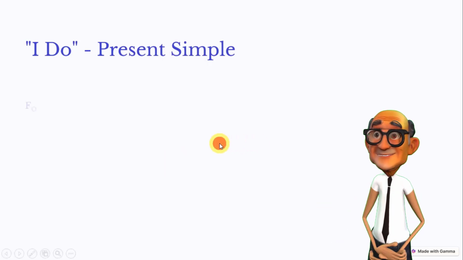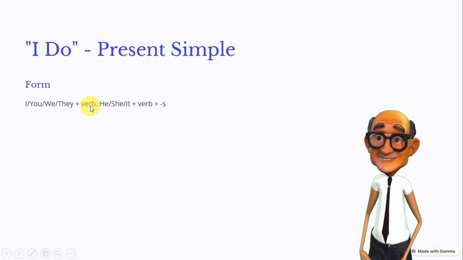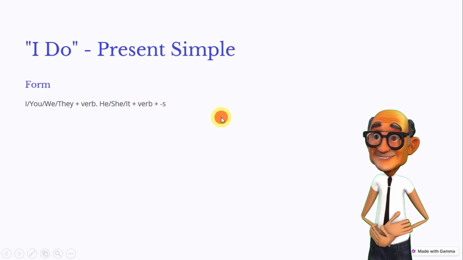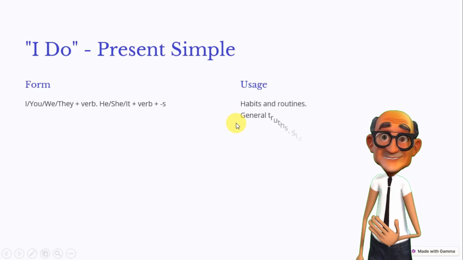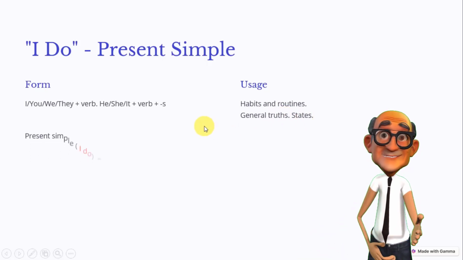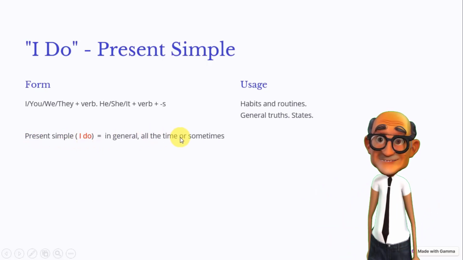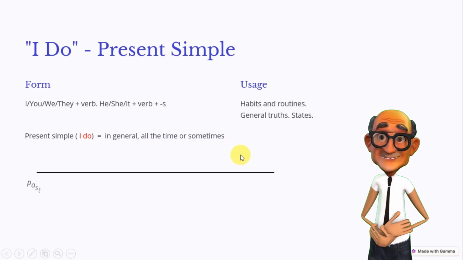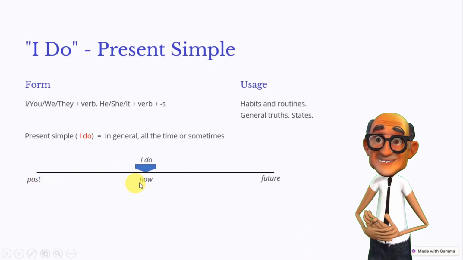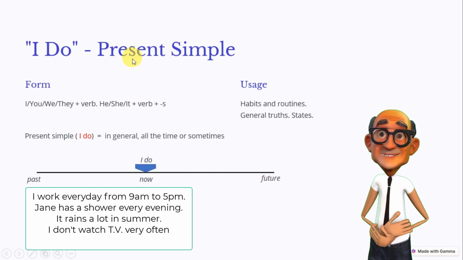Righto. The form: I, you, we, they plus a verb; he, she, it plus a verb with an s at the back, right? The usage: habits and routines, general truths, statements, etc. The present simple, I do, is in general, all the time, or sometimes. Once again, the past tense, right now, present, future, so you will say I do for the present simple.